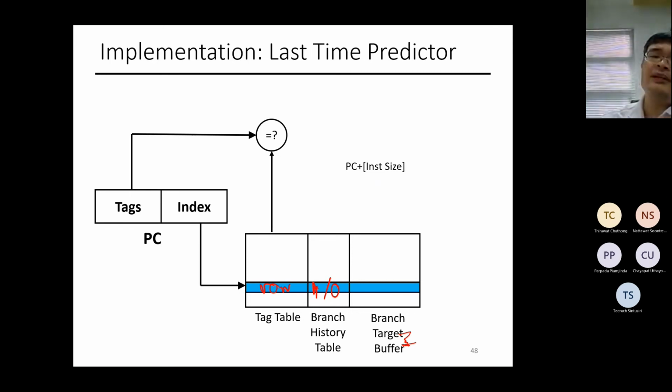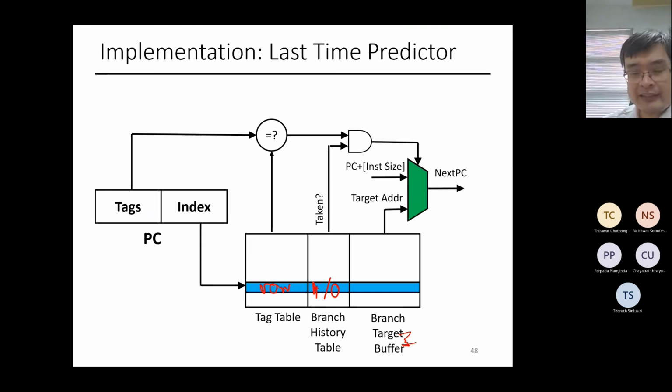1 means the last time I see this PC, it took the branch. 0 means that the last time I see this PC, it was not taken. So that 1 or 0 goes into the gate that selects whether you want to do PC plus 4 or the target address from here. So that's the implementation of the last time predictor.